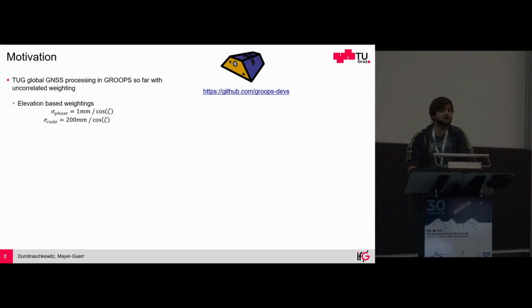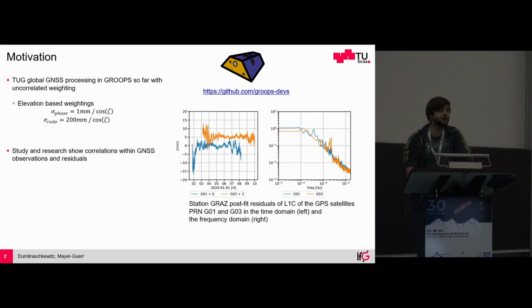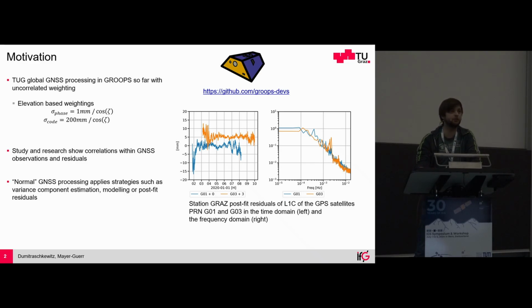Why do we actually do this? After participating in the Reprocessing Campaign, we found several fields where we can have improvements. One such field is the usage of a more sophisticated stochastic modeling. So far, in our in-house software, which some may not know, we only use an elevation-based weighting model. So we have a very simplistic modeling of the observations between phases and between codes. And we were not really happy about that. We wanted to improve it.